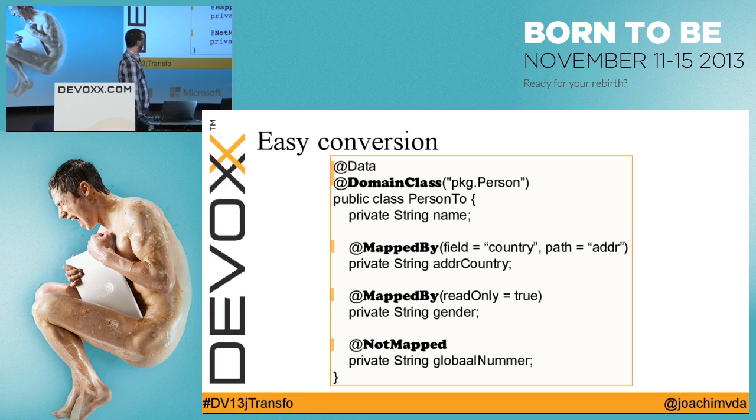And then basically, JTransfo assumes that all your fields need to be mapped to the other object, and you can either indicate that this is not the case using the not mapped annotation at the bottom, or you can add some extra indications to JTransfo to say how it needs to map that field. For example, mapping it for the top one to a linked object in the domain object, or making sure that the field is read-only, so you can copy it from the domain object to the transfer object, but not the reverse.